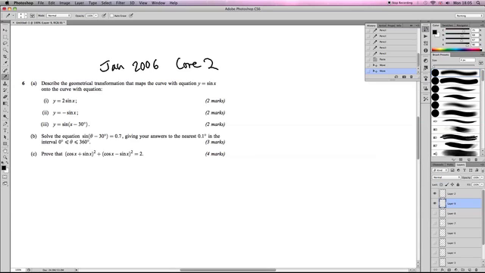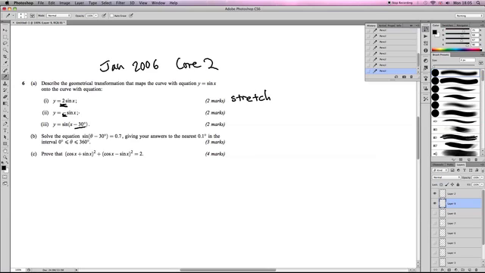This is it. Describe the geometrical transformations that map the curve of the equation sin x onto the curves of the equations (i), (ii) and (iii). They're all 2 markers. The first part is just for words, so I'm going to do all the words first. I'm doing something here, something here, and something here. Effectively, I'm timesing by 2 here, so I'm doing a stretch. So writing stretch gives me a mark.